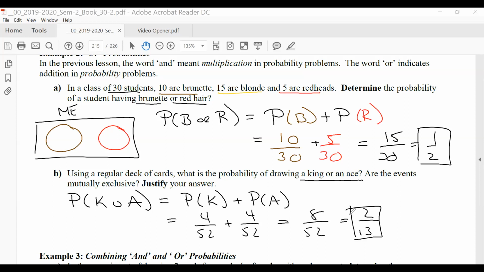Hey, just for giggles, we haven't talked about it in a while. What's the odds then that I get a king or an ace? Well, odds would be 2 to 11. Just in case. It's been a little while, so if this is the last lesson, we should be tying everything together. You probably have a test coming up.